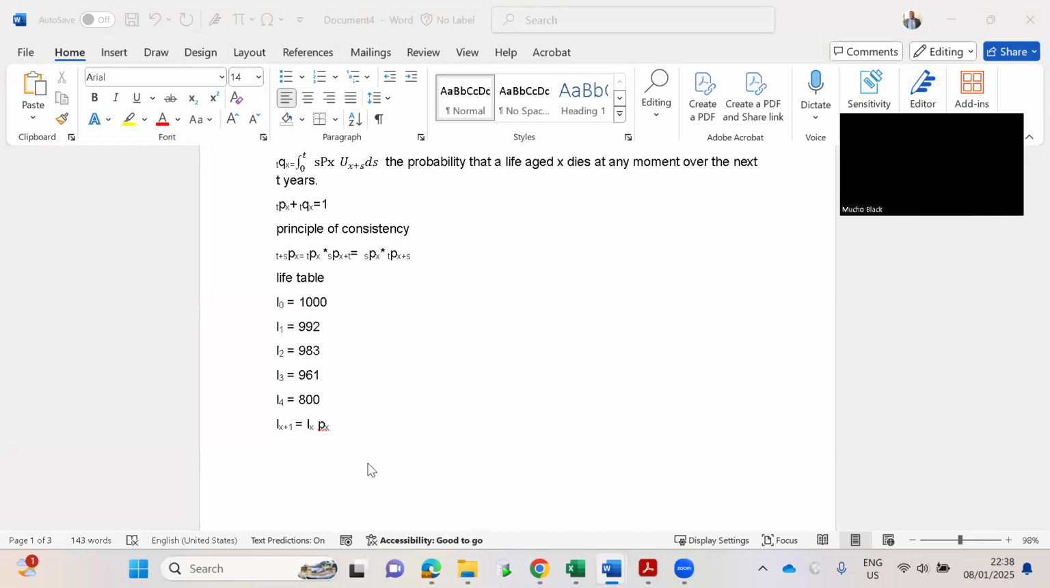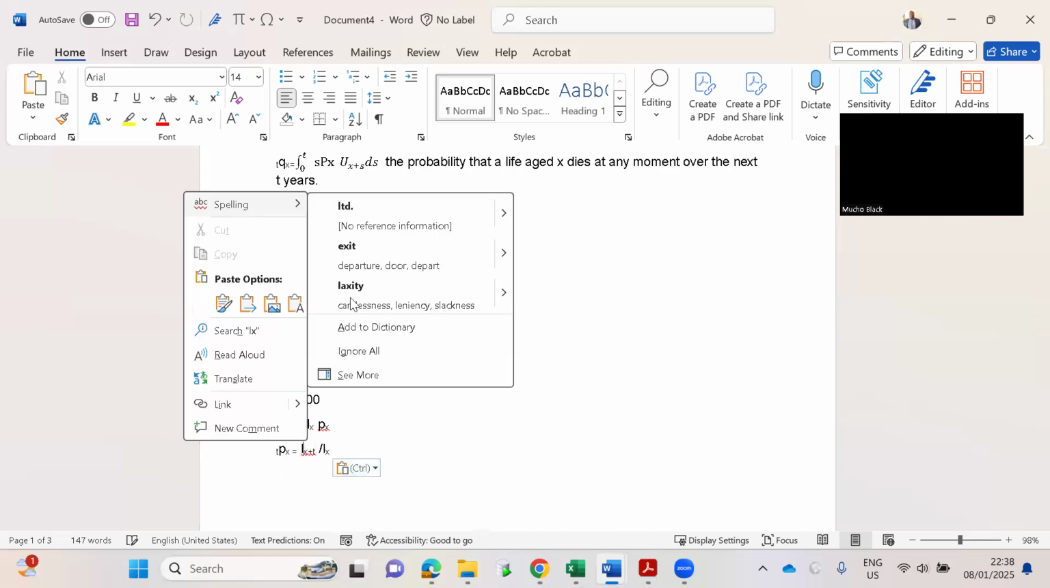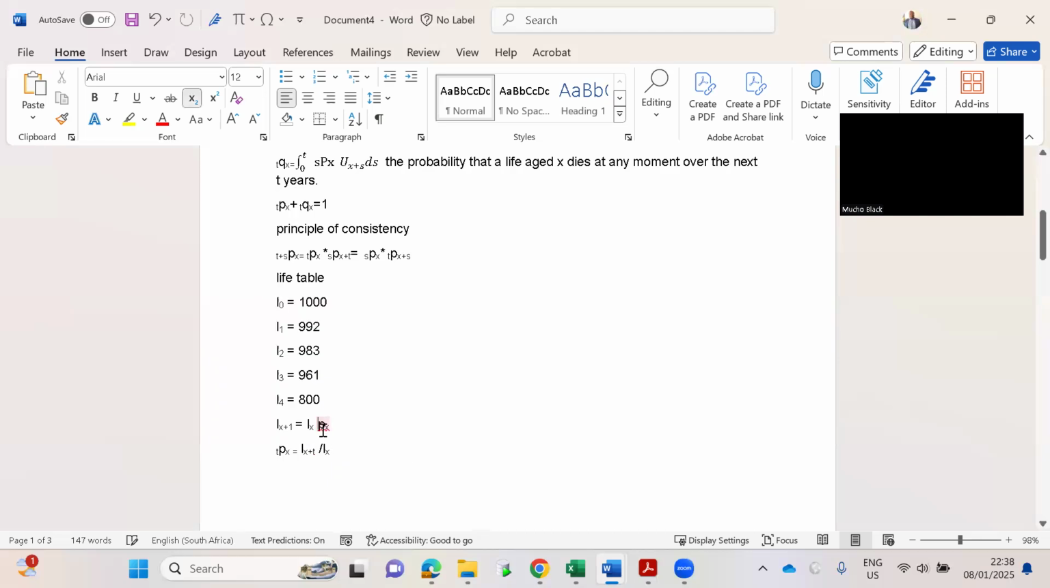tPx, which is the probability that a life aged x is alive after t years, is equal to the number of lives alive at age x plus t divided by the number of lives alive at age x. So obviously, if no one dies, these will be equal, and the answer is going to be 1.